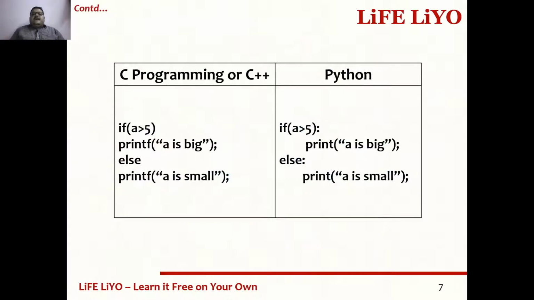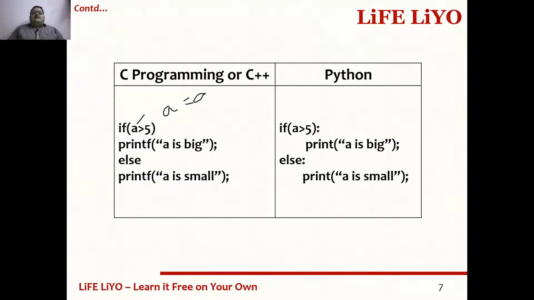Now let us look into the example. For example, I have taken an example in C or C++. I want to check whether a number is greater than 5 or not. Here a is a variable. I am taking the value of a and checking whether a is greater than 5 or not. Now if I enter that a value as 9.